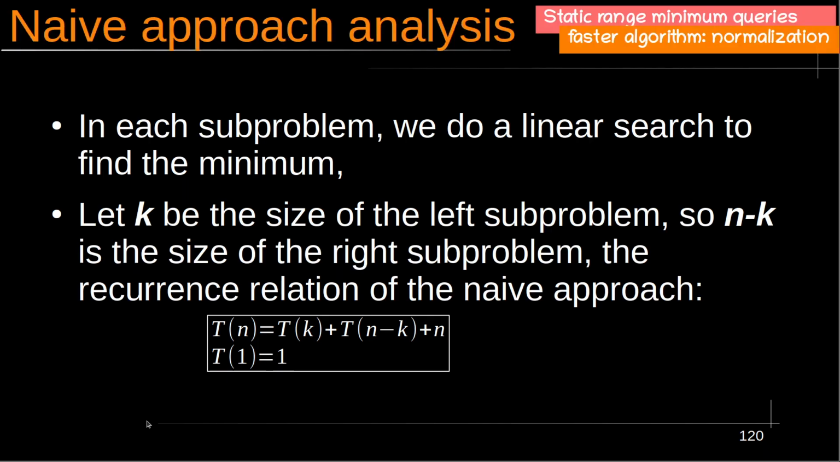So we can write the recurrence relation of the naive approach, which is T of n, our function, is equal to T of k, the first recursive call, plus T of n minus k, the second recursive call, plus the linear search, which is n elements. Of course, if I have one element, I have just one operation, so T of 1 is equal to 1. If my array is of size 1, there are no other operations.